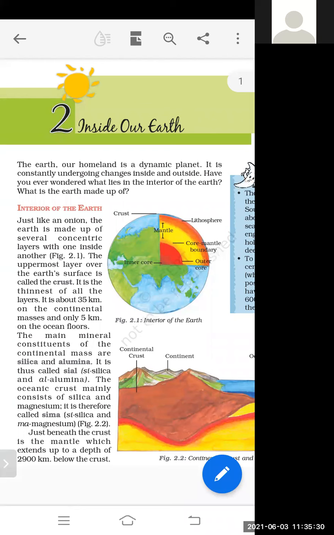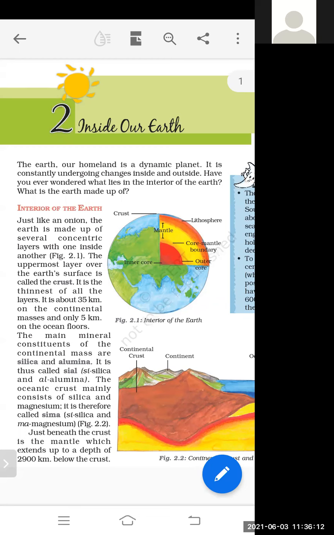No doubt our earth is a dynamic planet, because from the initial stage to the present stage there has been a lot of changes in the earth surface and inside the earth, and these changes keep going on in the recent past, in the present, and in the future also. So our earth is a dynamic planet because it keeps on changing. Why do we call the earth a dynamic planet? Because it keeps on changing from inside and outside as well, right?